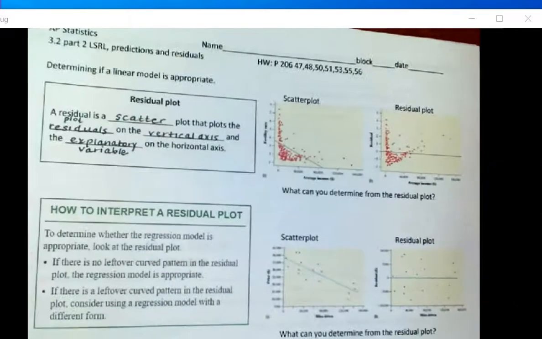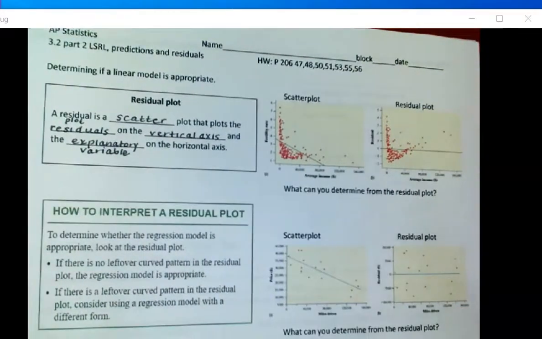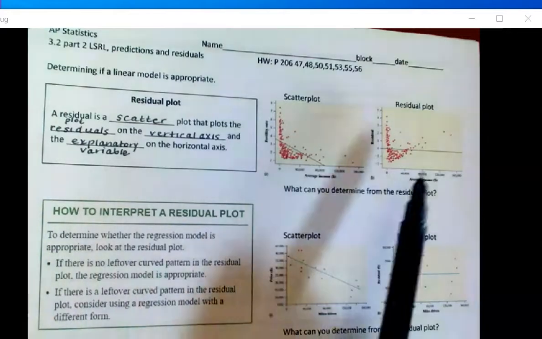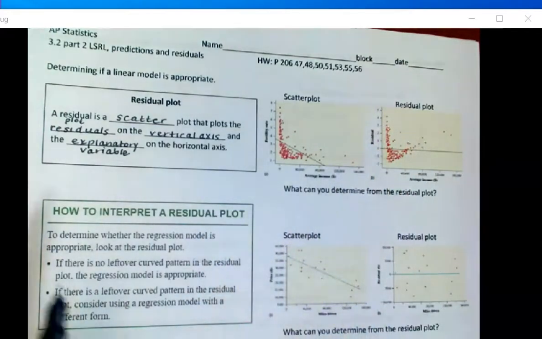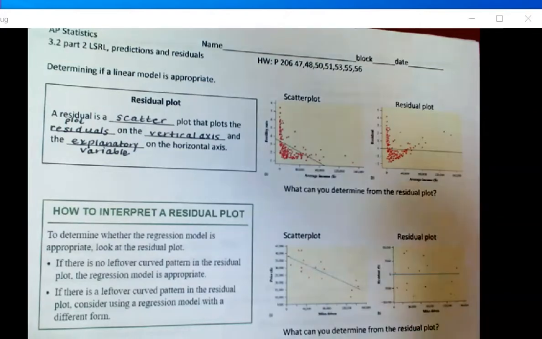Now we're going to look at how to interpret a residual plot. What do we get from these? Determine whether the regression model is appropriate by looking at the residual plot. If there is no leftover curved pattern in the residual plot, the regression model is appropriate. If there is a leftover curved pattern, consider using a regression model with a different form. Instead of using linear, use another form. Let's look at these two examples.